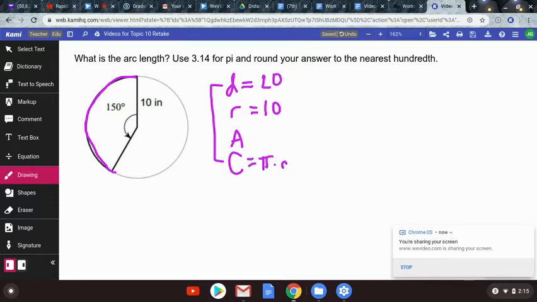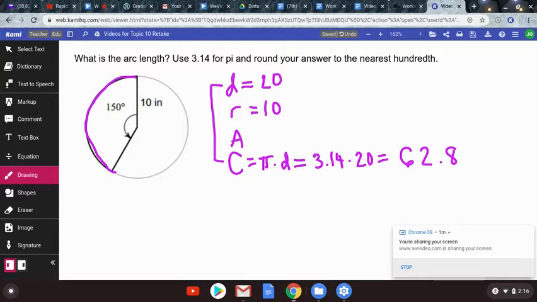Pi times d. So I'm going to use 3.14 times 20. 3.14 times 20 on my calculator, 62.8.